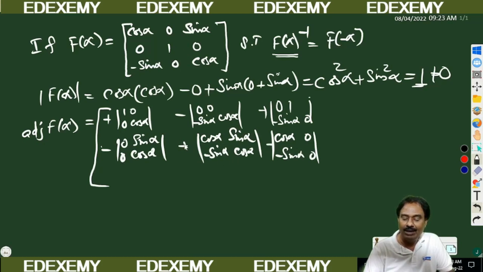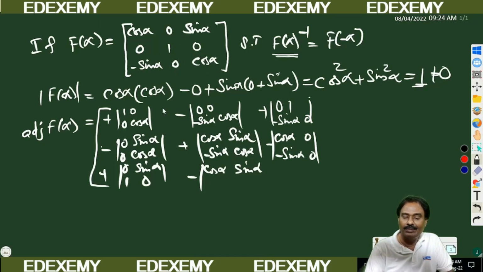You have to put a minus here, so minus will become plus, will become minus, then you put a plus here. Then for the last row, you leave that row and column, you will get 0 sin alpha 1 0, then you put minus. Then here for this, leave that column and row, you will get cos alpha sin alpha, cos alpha sin alpha.